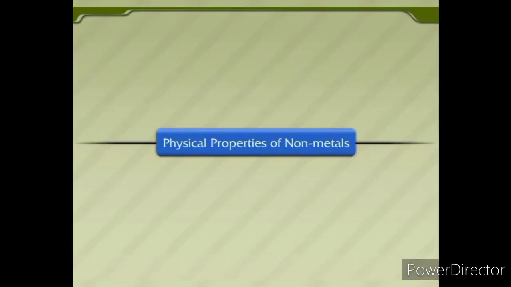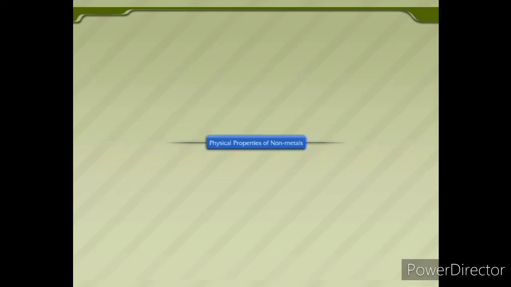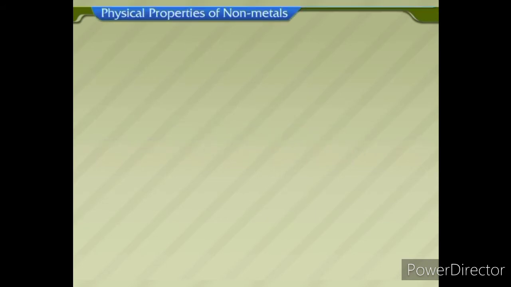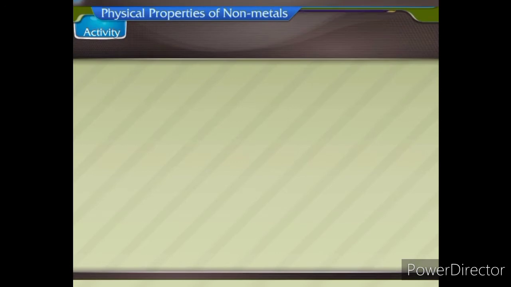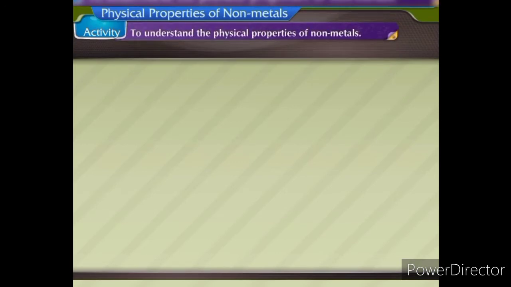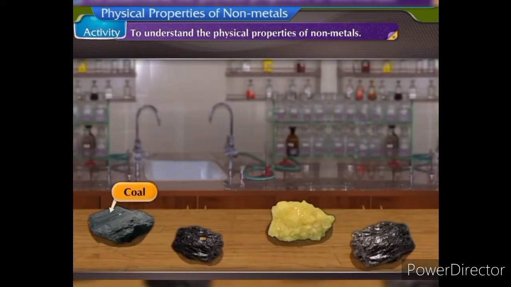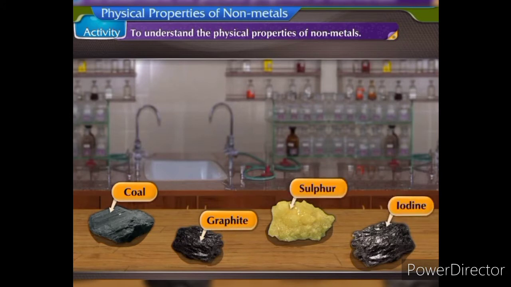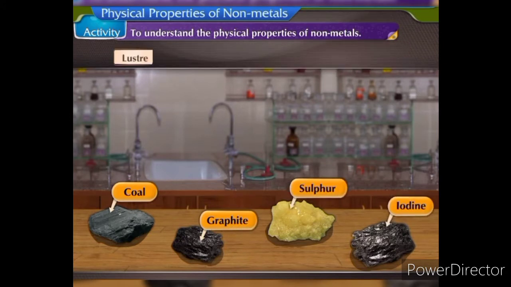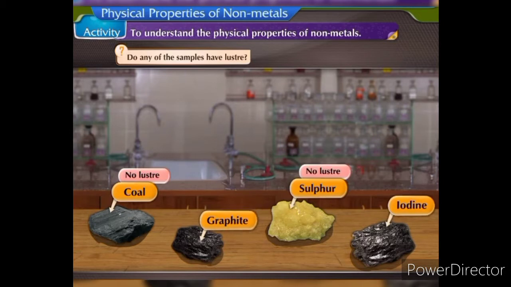Physical properties of non-metals. Let us perform all the activities done earlier on some non-metals to know the difference between the two. Take samples of coal, graphite, sulfur and iodine. First we shall check for luster. Do any of the samples have luster? Coal and sulfur do not have luster. Graphite and iodine have a lustrous appearance.